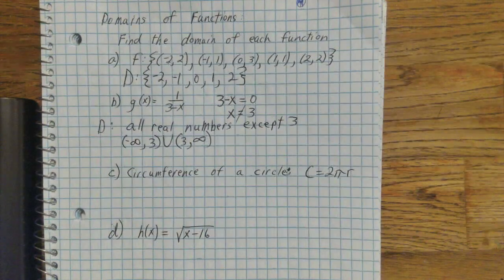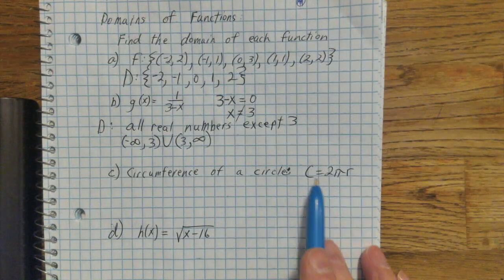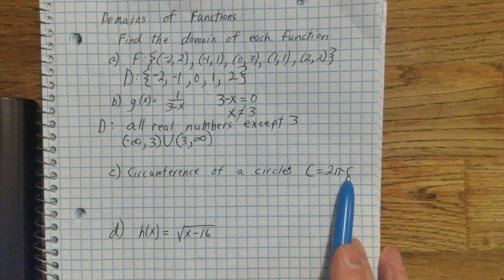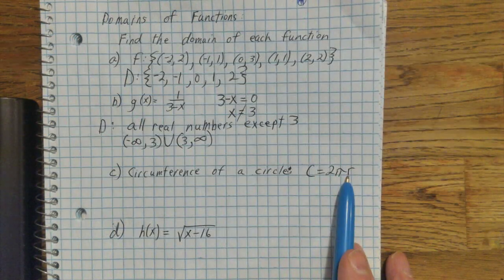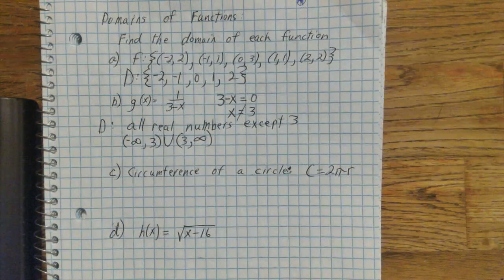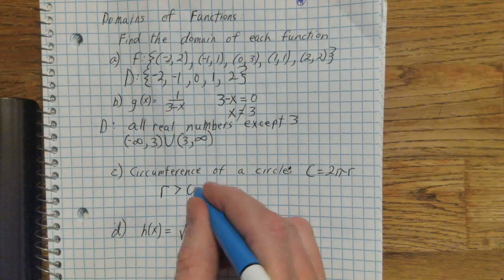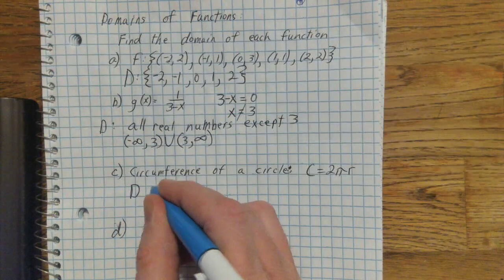All right. Now, part C here, the circumference of a circle. We got the circumference formula. C equals 2 pi r. R is the radius. That is the independent variable. C is the dependent variable. R is what we're interested in. What values can we use for R? Okay, if R is 0, you don't have a circle. So that doesn't make sense. I'm going to say R is greater than 0. That would be the domain that I would choose here.